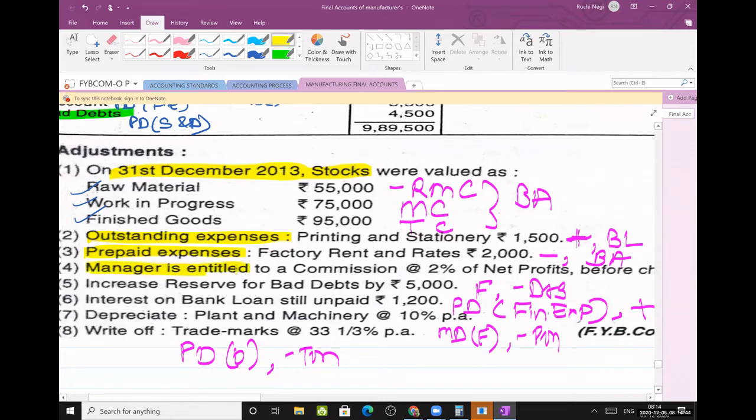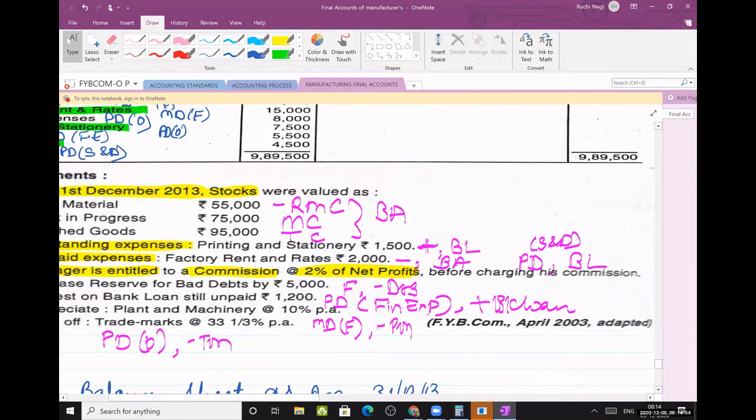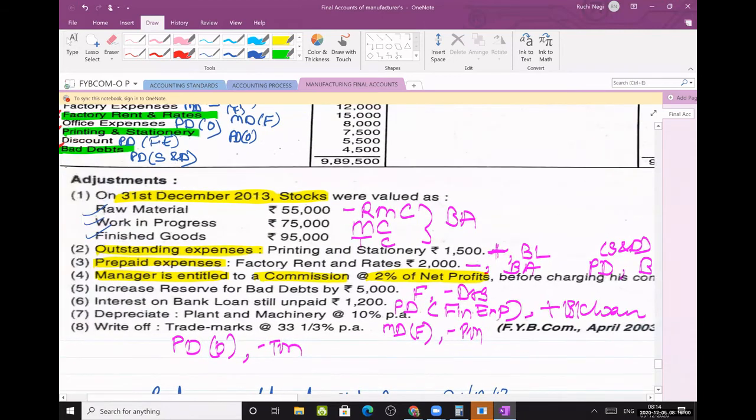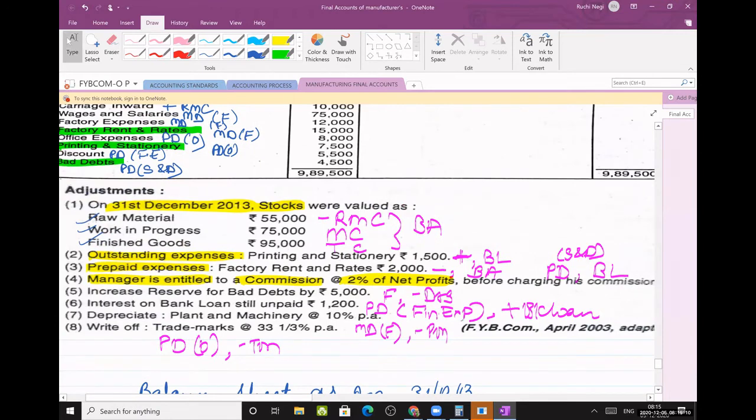Manager is entitled to commission. How much? 2% on net profit. Entitled means outstanding. Anything that is outstanding will be added, and second effect balance sheet liability. But in the question, manager commission is not given. So you will show it on the P&L account debit side under the heading selling and distribution. Second effect will be balance sheet liability. It is said that he is entitled, meaning it is due.